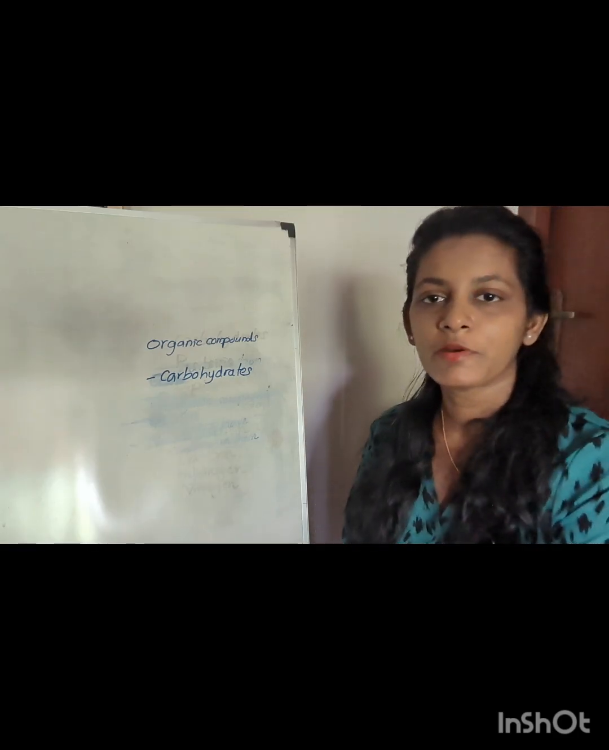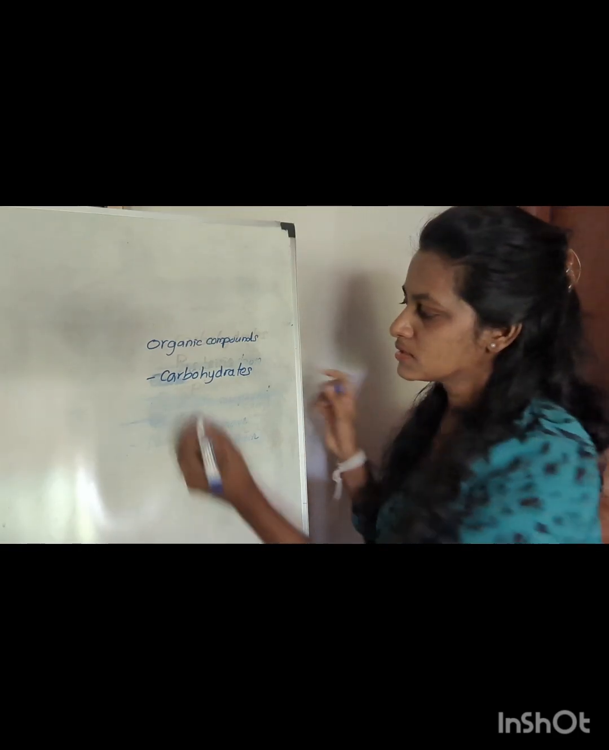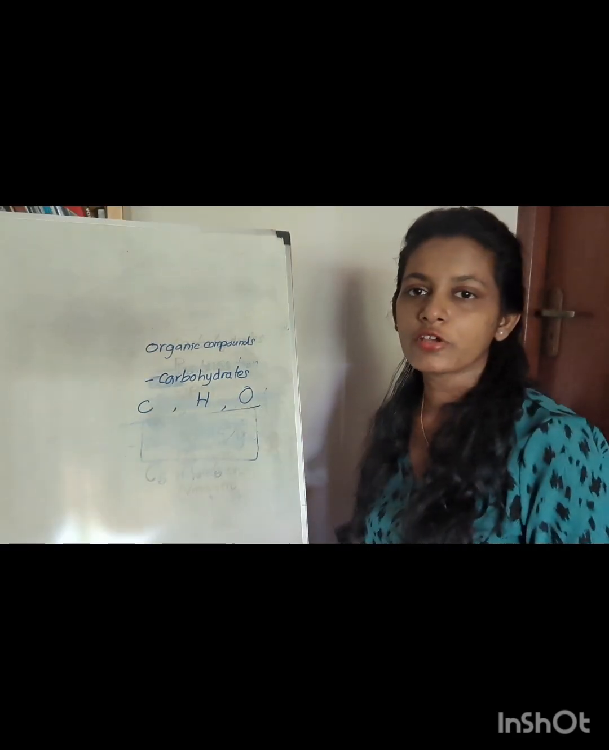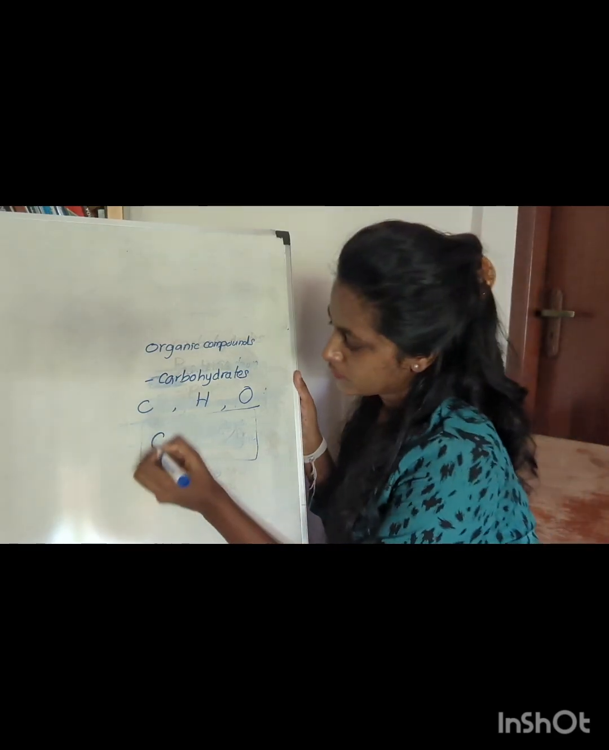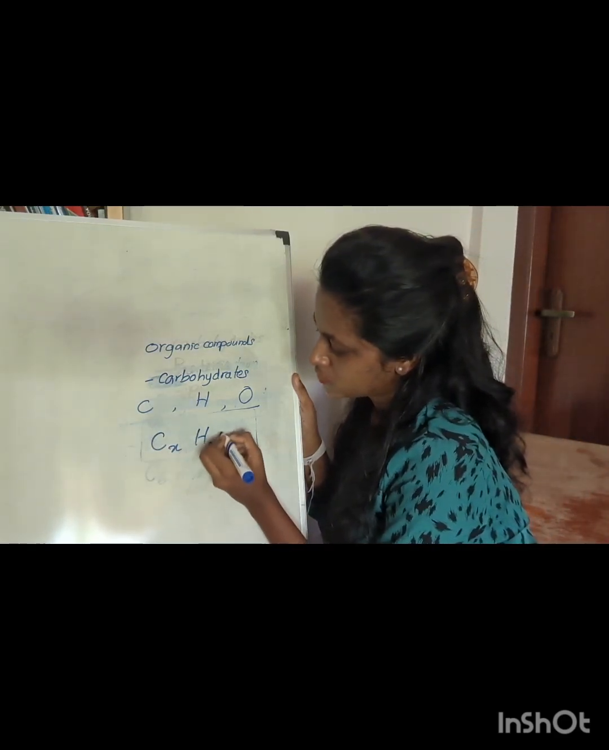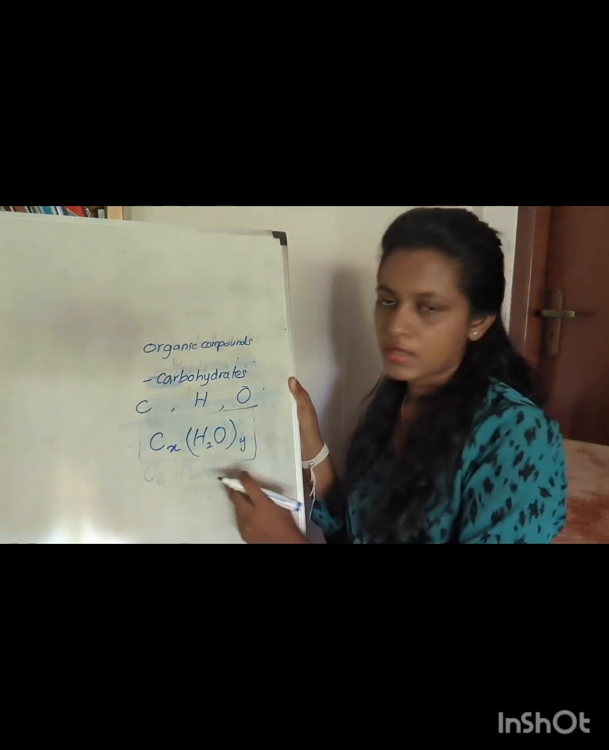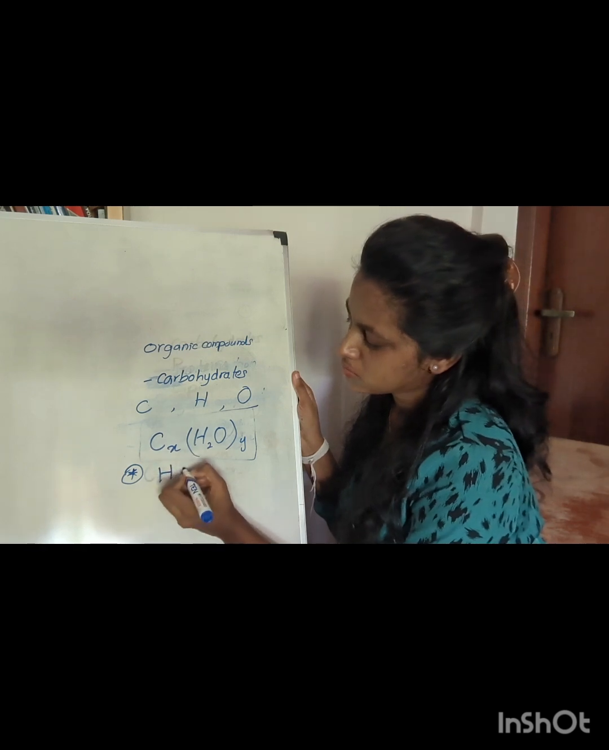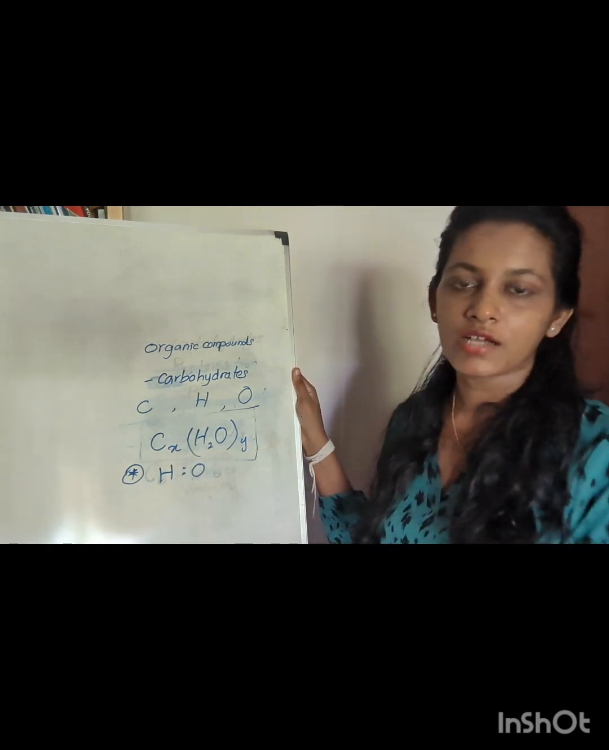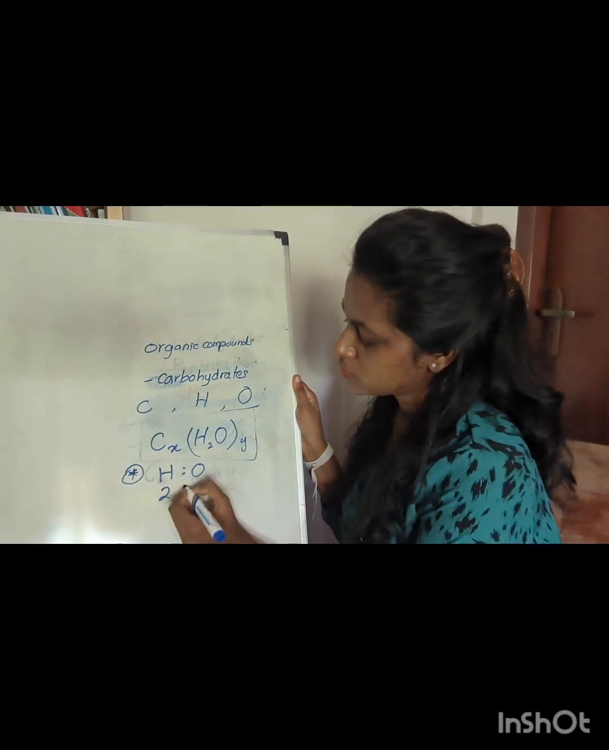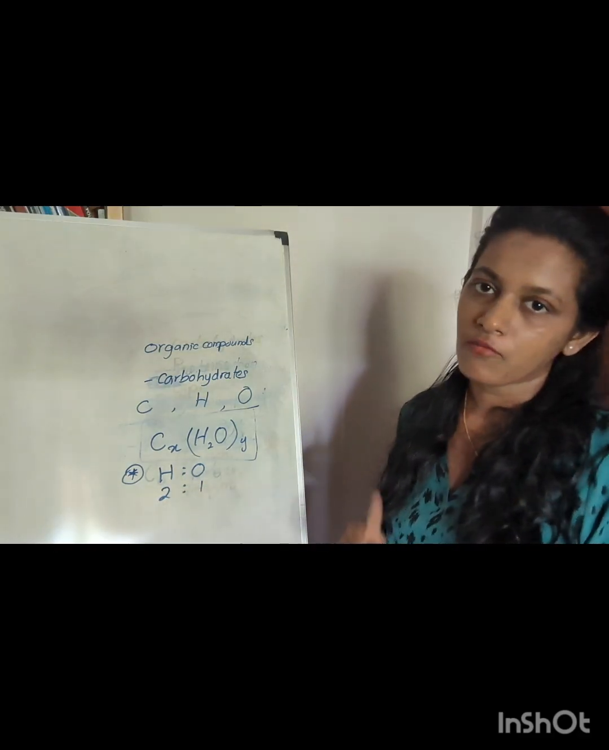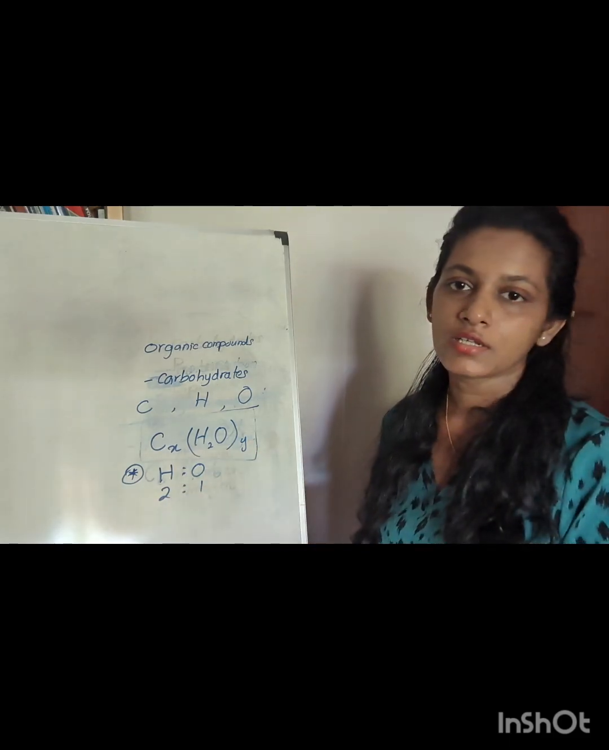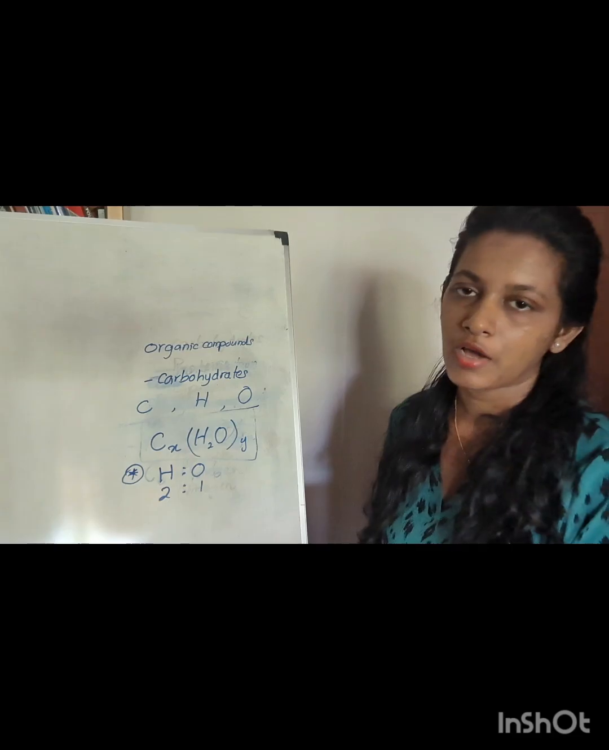The major elemental composition of carbohydrates is carbon, hydrogen, and oxygen. The common molecular formula of carbohydrates is CxH2yOy. X and Y can be any number. The hydrogen to oxygen ratio in carbohydrates is always 2 to 1. That means if you have one oxygen atom in the carbohydrate, then you will have two hydrogen atoms in that molecule of carbohydrate.